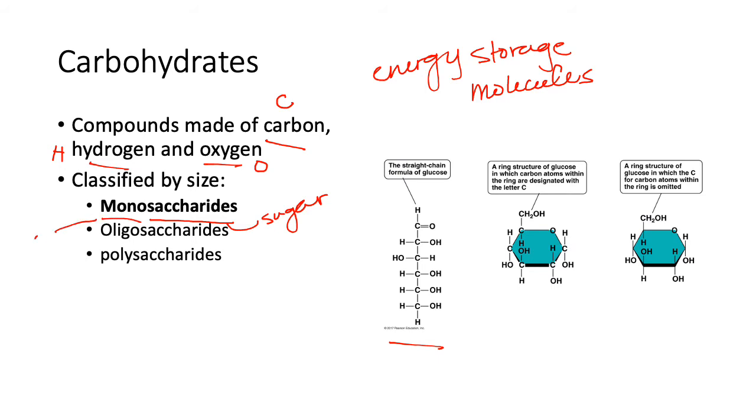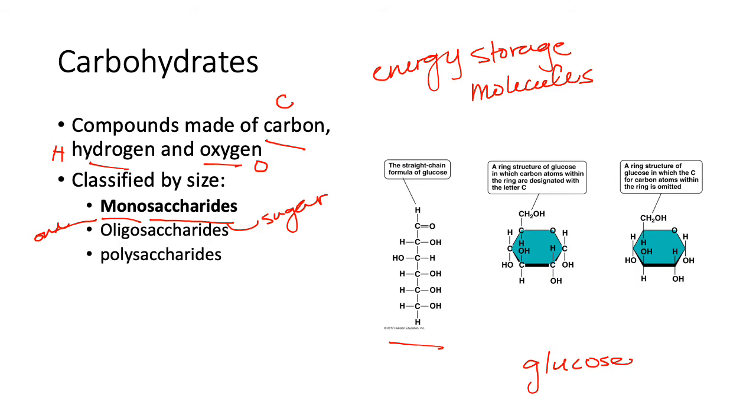Mono means one. So in this case, in the picture that you're showing here, we are looking at the monosaccharide called glucose. And so we can really think of monosaccharides as the monomers. We're going to see that when we make these other carbohydrates, we're going to link monosaccharides together. There are lots of different types of monosaccharides, but glucose is one of the more common monosaccharides that we will talk about in this class.